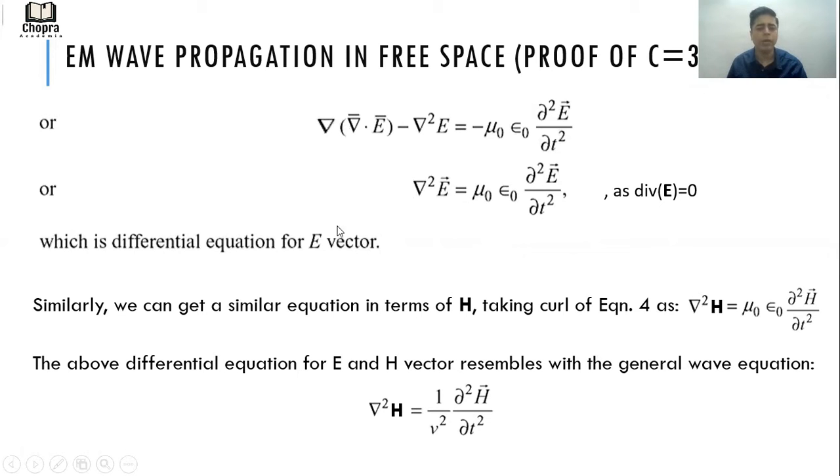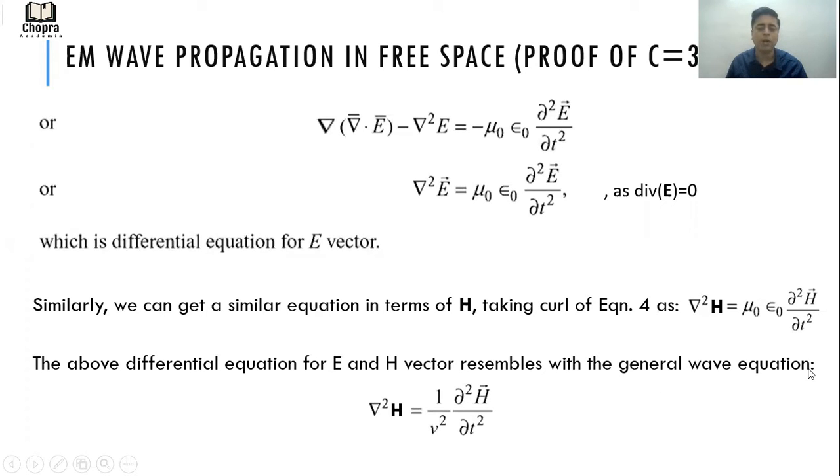Similarly, we can also get the equation in terms of H vector by taking the curl of equation 4, and the equation we obtain will be exactly of the same fashion as obtained here. That will be grad square H is equal to mu naught epsilon naught dou square H by dou t square. Now both these equations are the differential equations for E and H vectors and resemble the general wave equation.